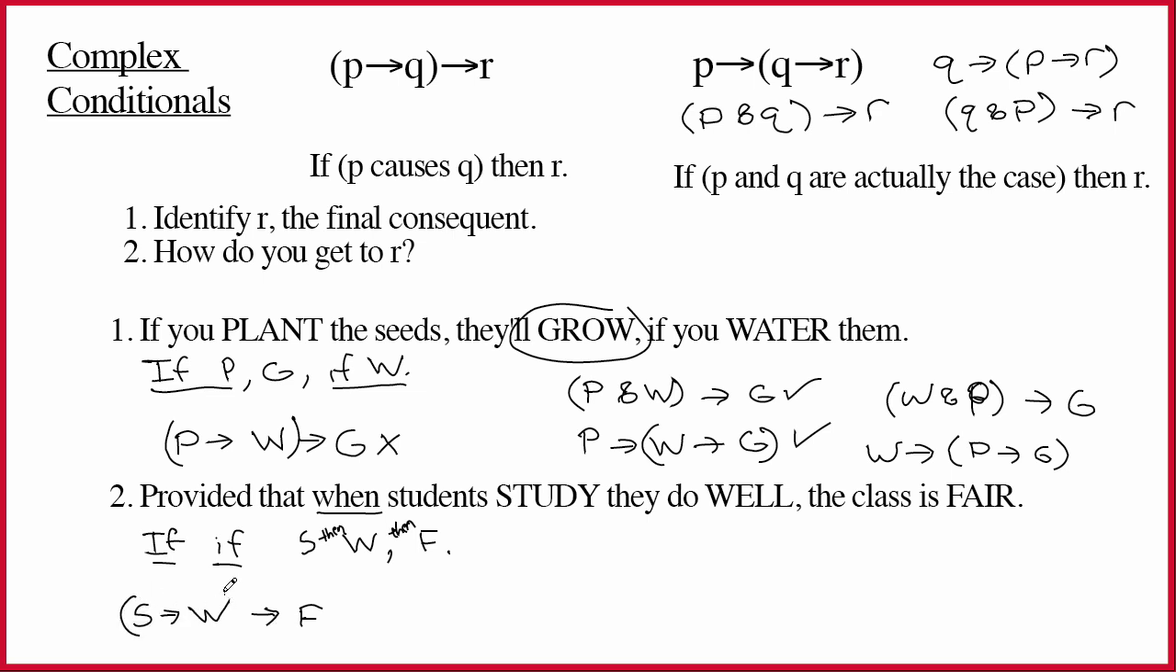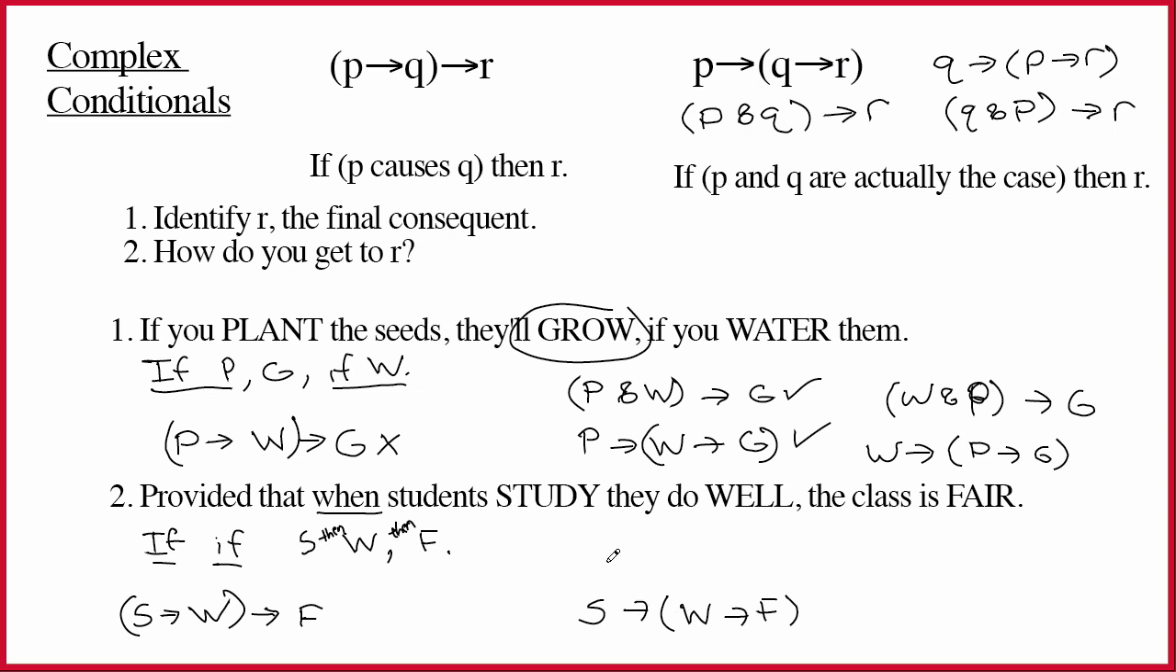Okay, so I put in the F, and now I'm going to write it in the two possible ways here so that I can read this back to myself and see which sounds better. With the arrow in the front, with the parentheses in the front, I know I want to read the first arrow as causes. So this would say, if students studying causes them to do well, then the class is fair. That sounds reasonable, doesn't it? If there's a causal relationship between studying and doing well, that's the indication that the class is fair.